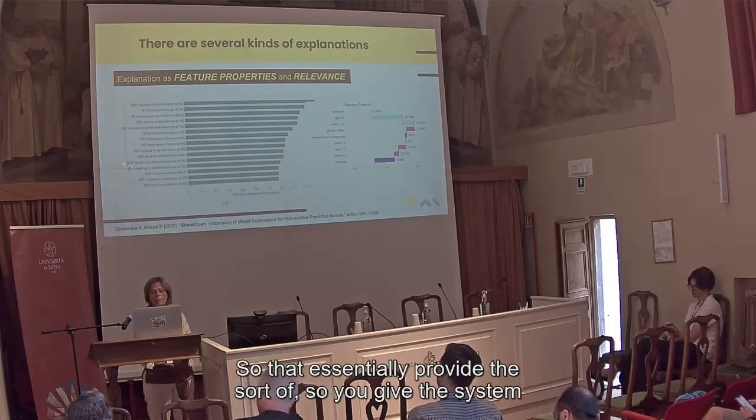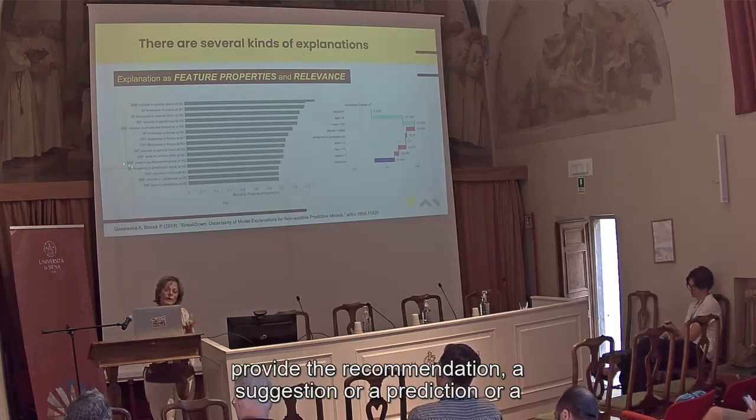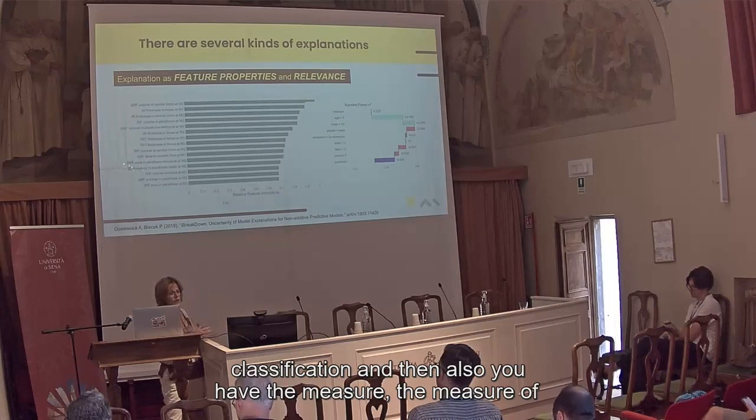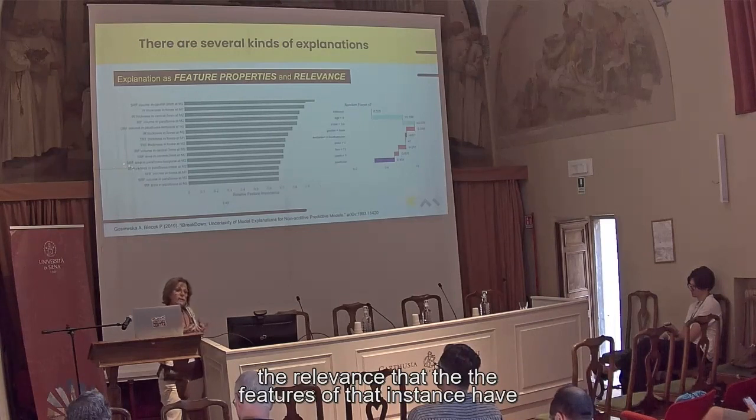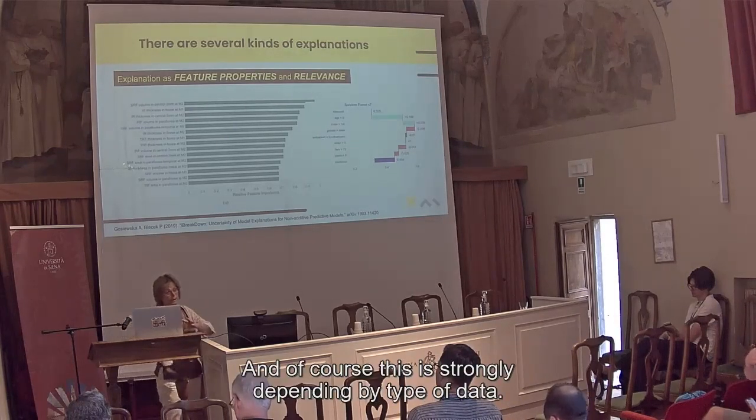That essentially provides a sort of explanation: the system provides a recommendation, a suggestion, a prediction, or a classification, and then you also have a measure of the relevance that the features of that instance have contributed for that explanation. And of course this is strongly dependent on the type of data.